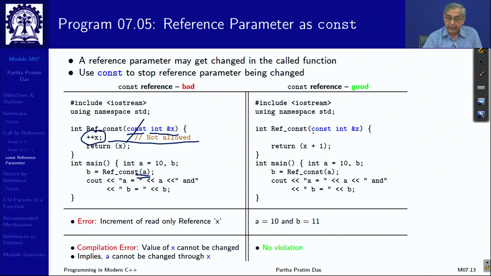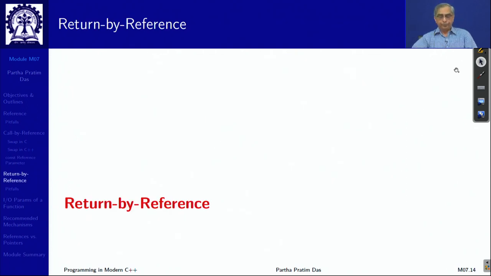Whereas, I can write it like this, it is a constant reference. Instead of doing ++x, I compute x plus 1, which is necessarily what I was doing in the left column. Then it will be allowed, because you are not changing x in the function ref const. Right. So, on the left the code will not compile, on the right it will work properly and give, called with 10, it will print 11, there is no violation. So, this is the constness of the reference parameter that you will have to keep in mind.